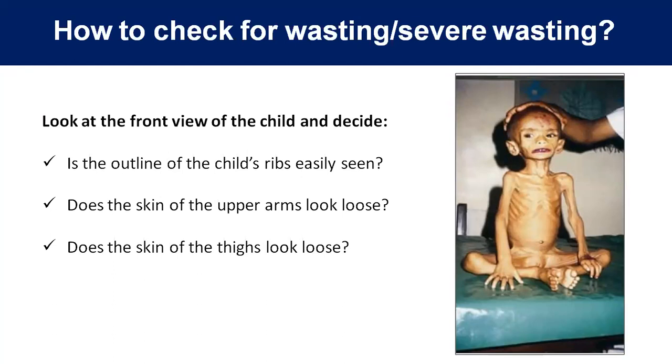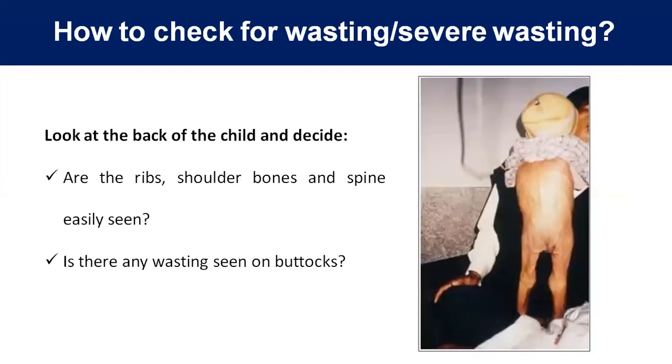As in the picture, we can see the ribs are very easily visible. We can count all the ribs. The upper arm skin is hanging and loose, and the skin of the thigh is loose too, and we can see skin folds. So this is visible wasting or severe wasting.